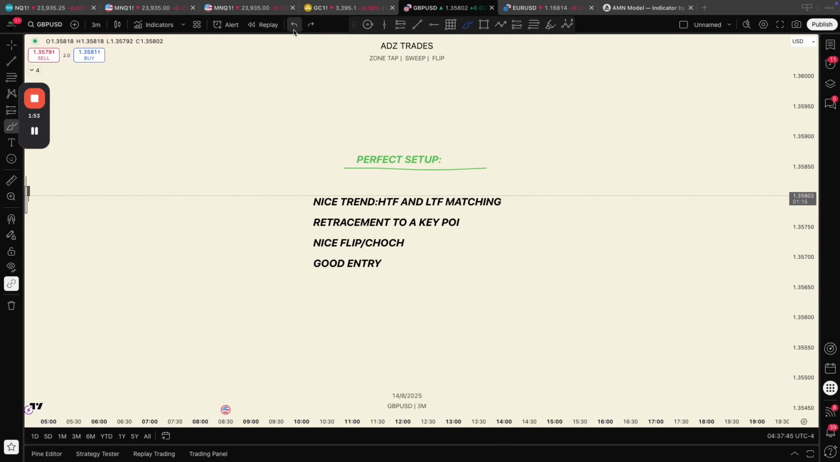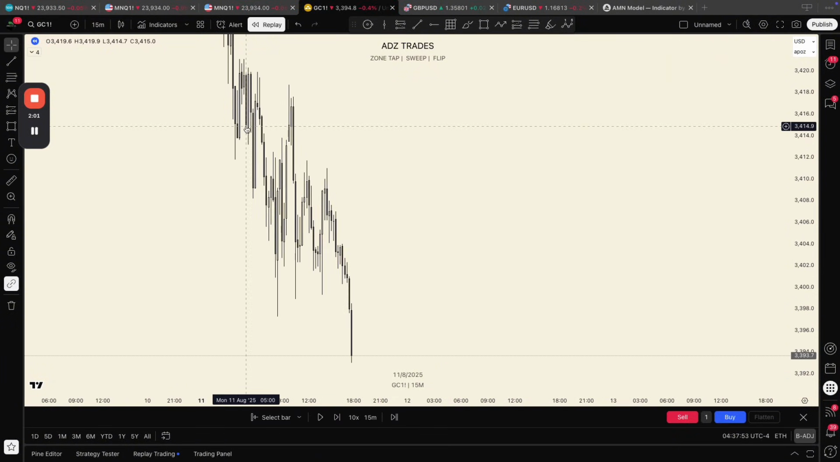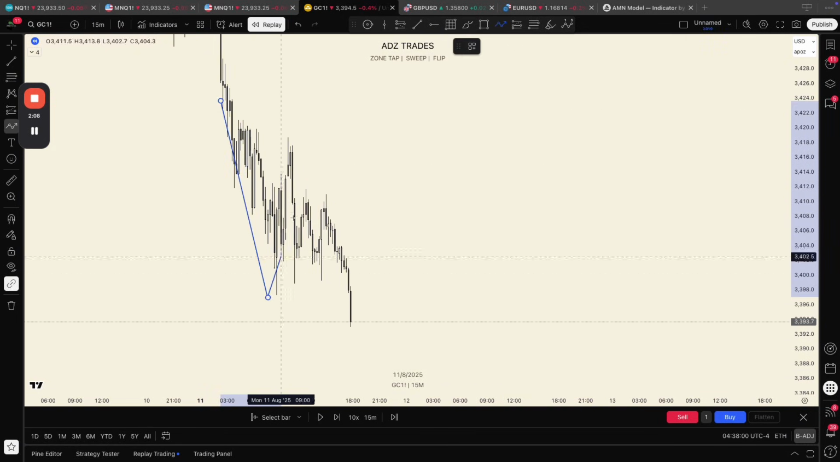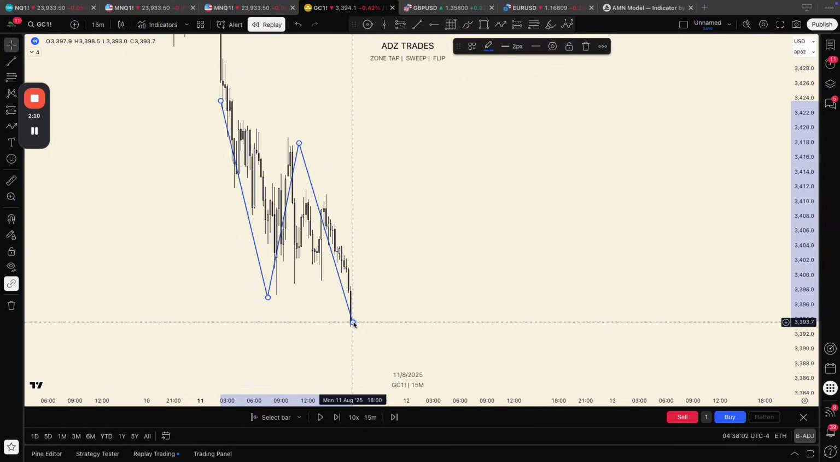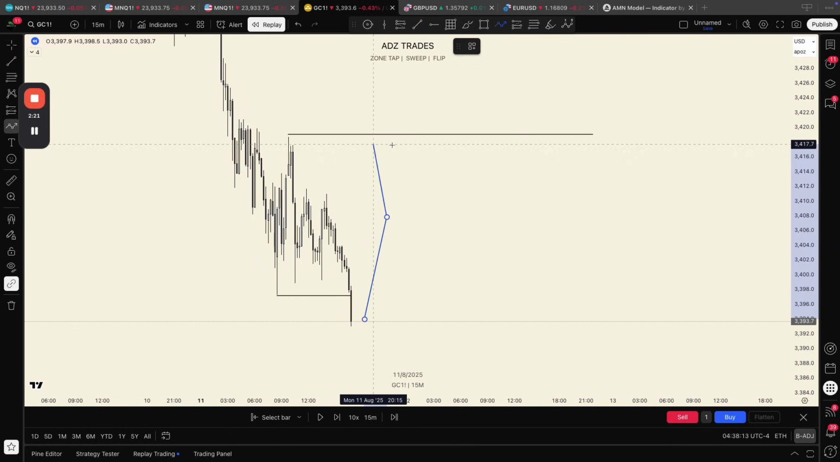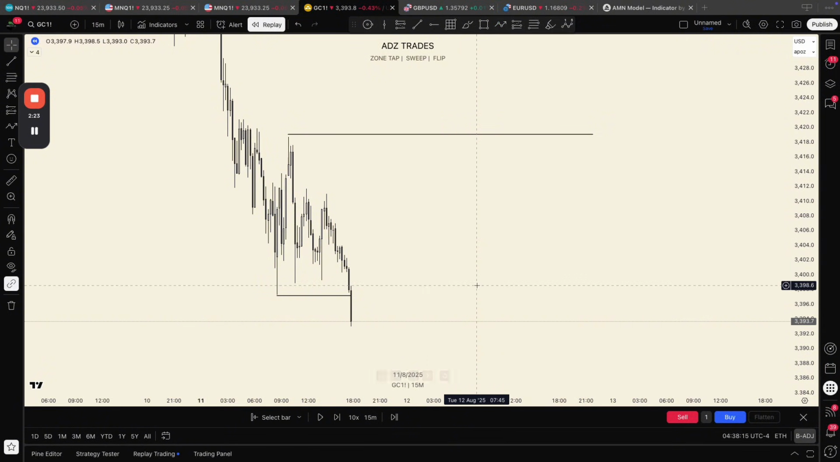So let's do this step by step. The first step is what? Nice trend, higher time frame and lower time frame matching. Let's see if we have that. Let's start with the higher time frame, which in this scenario can be the 15-minute. Doesn't take a genius to see that the 15-minute is clearly bearish. If we mark out structure on this 15-minute, we have a low here where the candle closed below, and we have a protected high here. So we want to look for shorts below this high to give us a lower low.